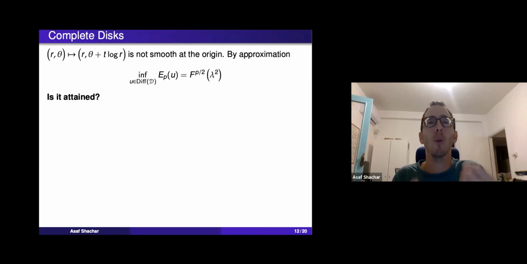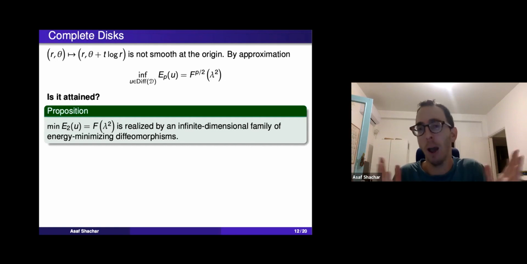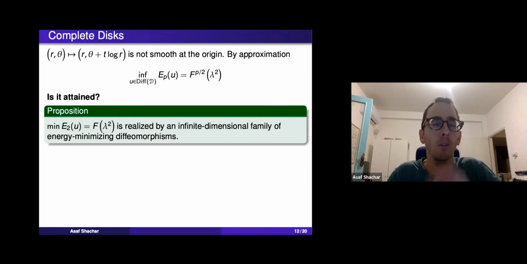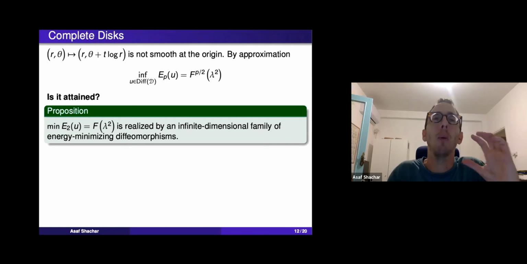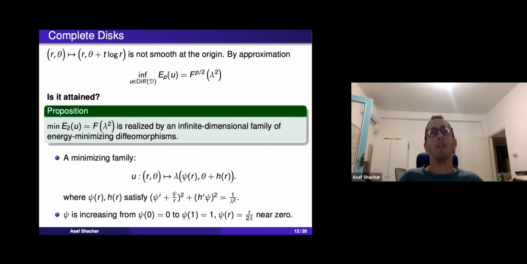So can we actually construct an area-preserving diffeomorphism, a smooth diffeomorphism of the complete disk with the origin? So I don't know the answer to this question, actually. As far as I could figure out, I haven't found in the literature any such claim. There is a conjecture, I think, but I didn't find any answer. But at least for the special case of p equals 2, we need something less restrictive. And we can, in fact, realize this bound by an infinite dimensional family of energy minimizing diffeomorphisms. I'll just give a brief description of this.